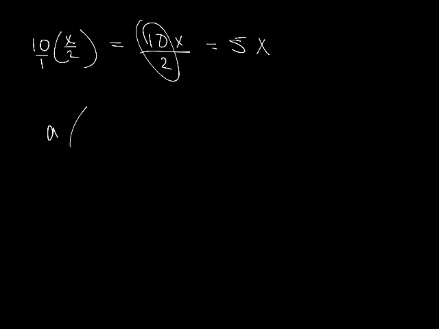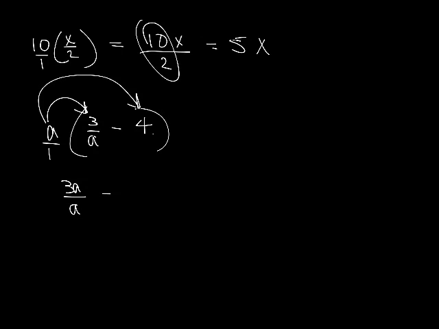23 is a. 3 over a minus 4. Okay, we're going to distribute. So, a times 3 is 3a. 1 times a is a. A times, okay, make that a fraction. A times 4 is 4a. 1 times 1 is 1. Okay, we don't need this part, do we?